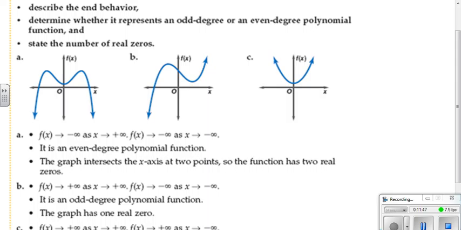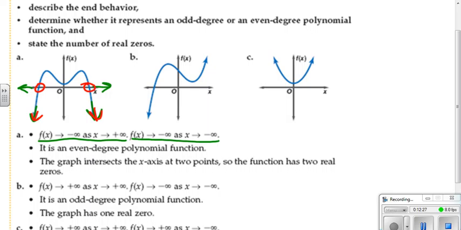Okay, so for the end behaviors, as x approaches negative infinity, so as we're going to the left, f of x approaches negative infinity. And as we go to the right, we're going down, and as we go to the left, we're also going down. It is an even degree polynomial function, and we know that because they're going down both times. So it has to be even. And it intersects at 2 points here, so there are two real zeros.